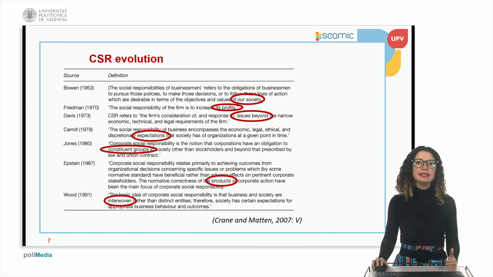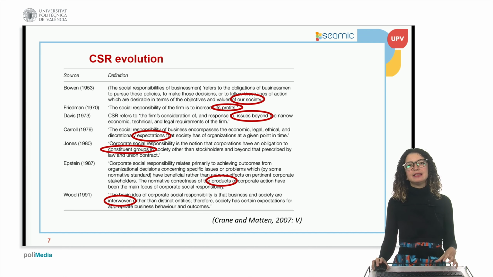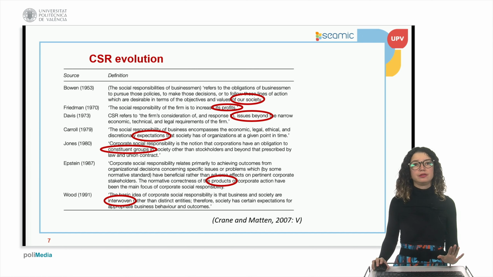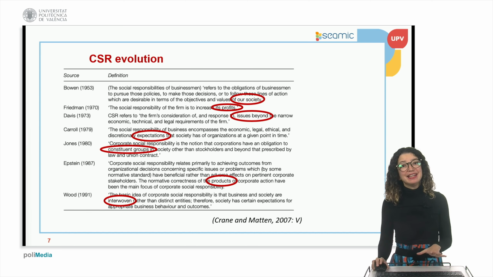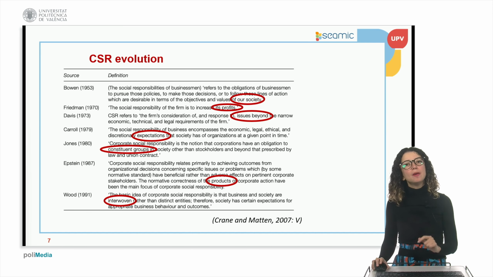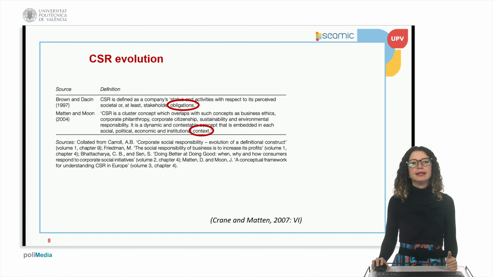In 1979, CSR talks about economic, legal, ethical, and discretionary expectations. In 1980, CSR is focused on obligations beyond their shareholders. In 1987, they focus on beneficial results for all the stakeholders. In 1991, the focus is in company and society because they are intertwined. In 1997, the definition is focused on obligations to society.